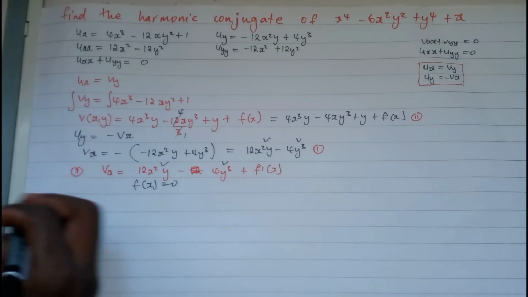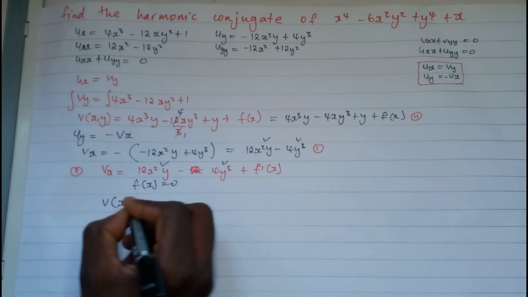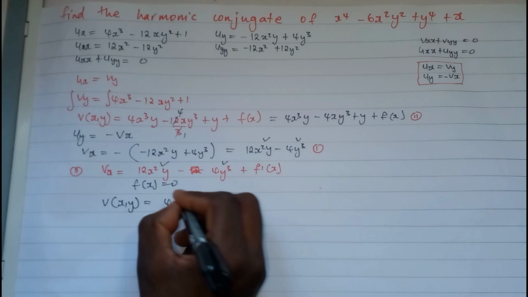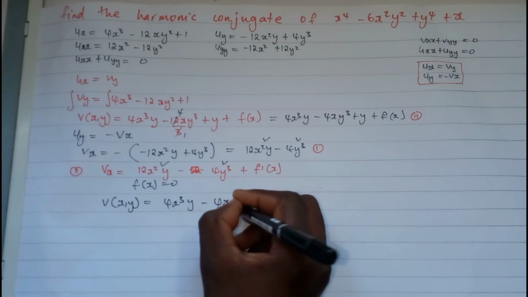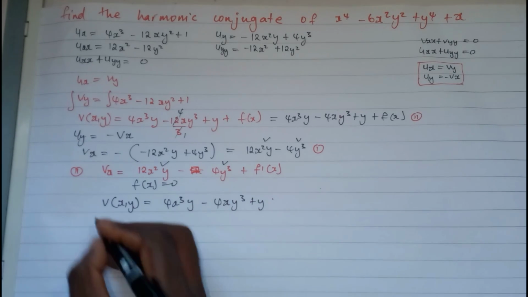So what is going to be our harmonic conjugate for the complex variable? v of x, y is equal to 4x to the power 3 y minus 4xy to the power 3 plus y. Just like that.